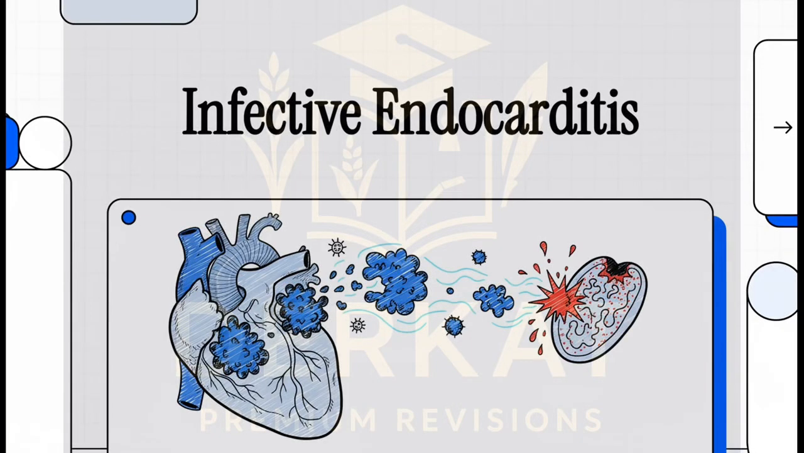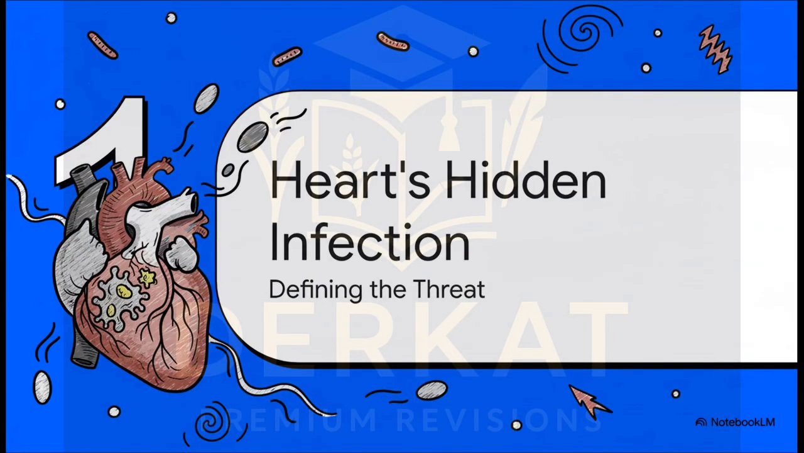All right, today we're diving into a really serious condition. It's one where common microbes, things that can be found all around us, launch a siege on the very core of our circulatory system, the heart itself. We're talking about infective endocarditis. So, first things first, let's really get a handle on what this hidden internal threat actually is.